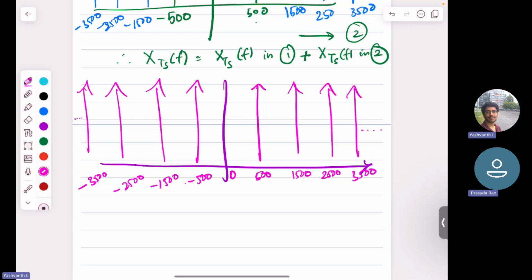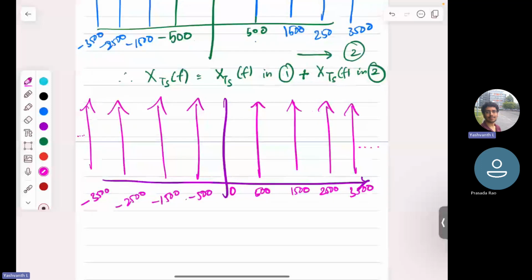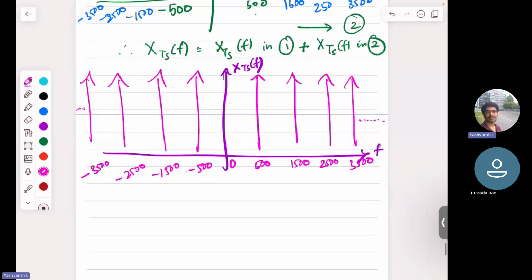Okay, so this is basically the Fourier transform of a sampled signal, and this keeps on going on both sides. See, these impulses keep on going for every 1000 frequency distance. Now what I need to do is pass it through a low pass filter.